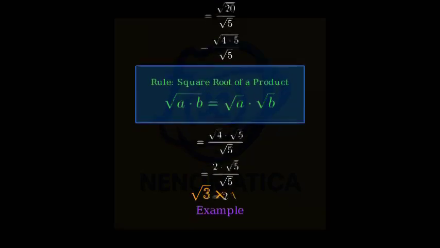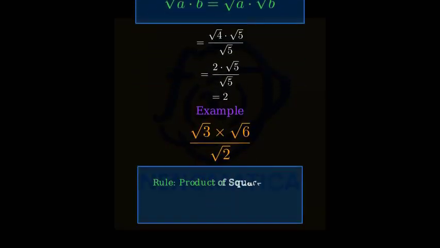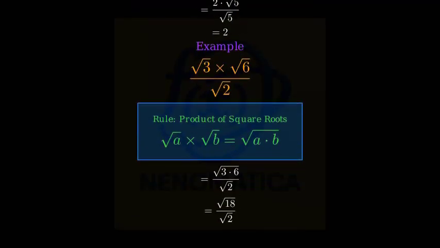Let's move to our third example. We need to simplify the expression, the square root of 3 times the square root of 6, all divided by the square root of 2. First, let's simplify the numerator. When we multiply square roots, we can multiply what's inside the square roots. So the square root of 3 times the square root of 6 equals the square root of 3 times 6, which is the square root of 18.